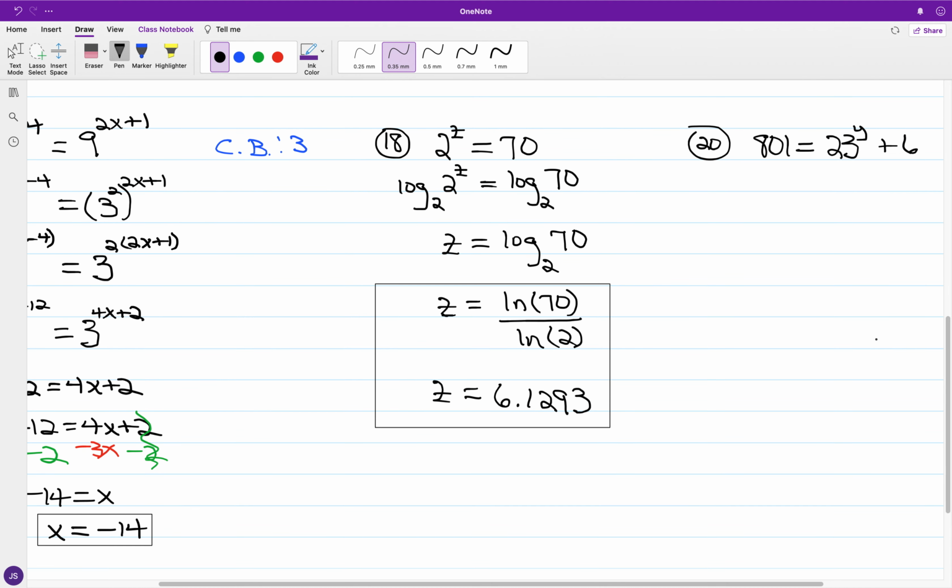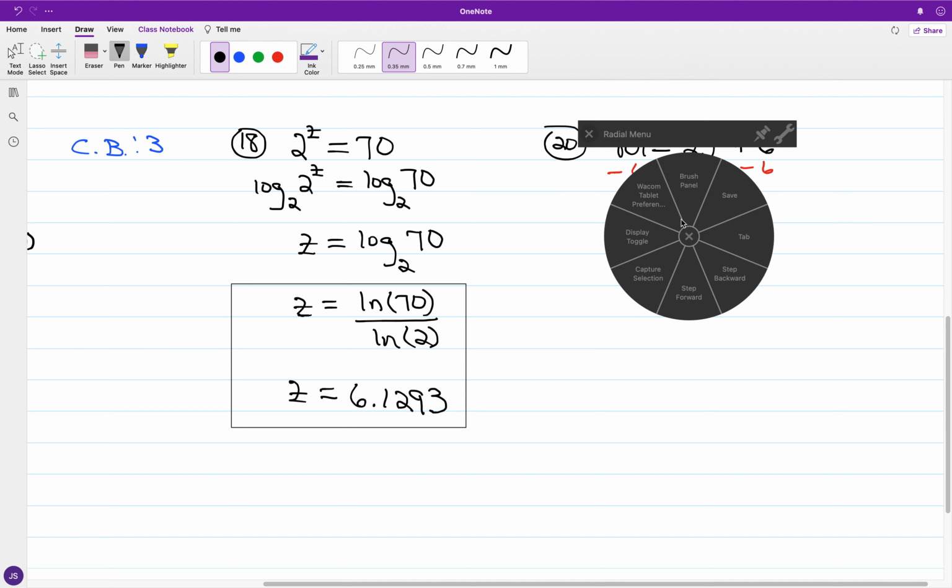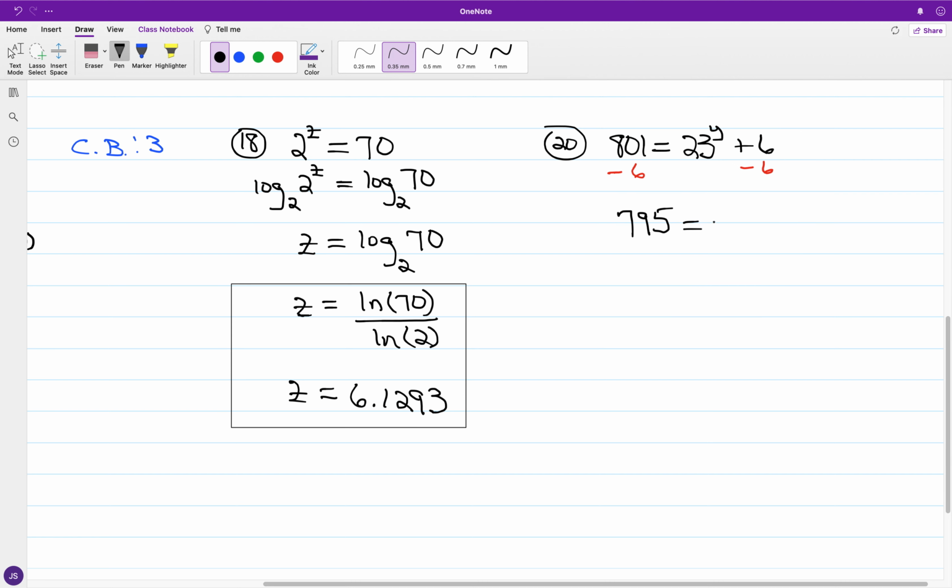And if I look at isolating the y term, I can take 6 away from both sides. So I have 801 minus 6, so this will be 795, is equal to 23 to the y. And I can just do the commutative switch around, going from a is equal to b to b is equal to a format, and just rewrite this as 23 to the y is equal to 795.